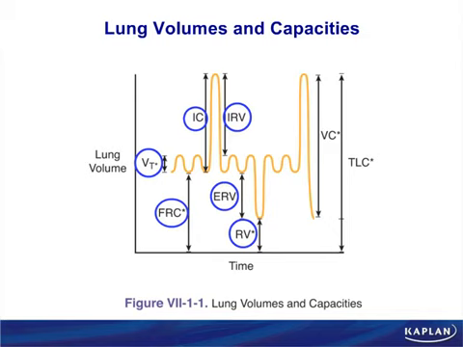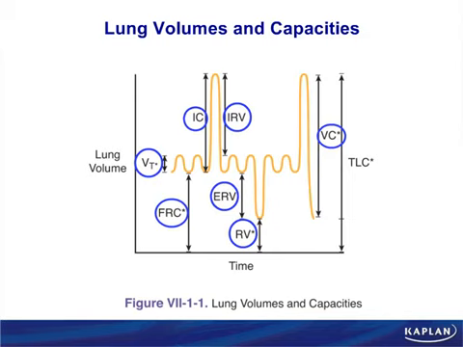Next is another very high yield capacity for Step 1, as we talked about pulmonary function testing. Well, this is what we're going to utilize for pulmonary function testing, which is vital capacity. It's inspiratory reserve plus tidal volume plus expiratory reserve. So in other words, this is the volume of air I can exchange with the environment.